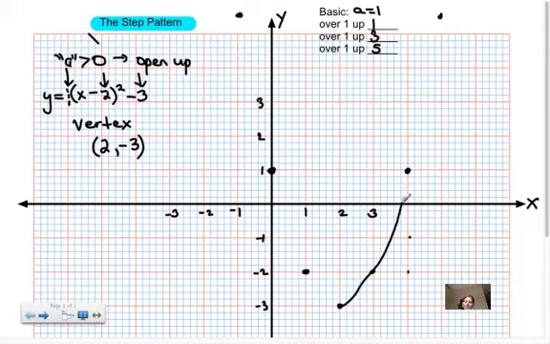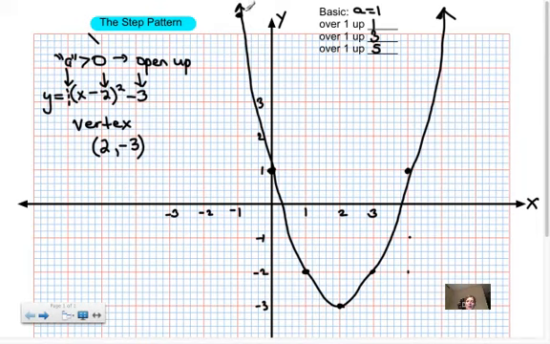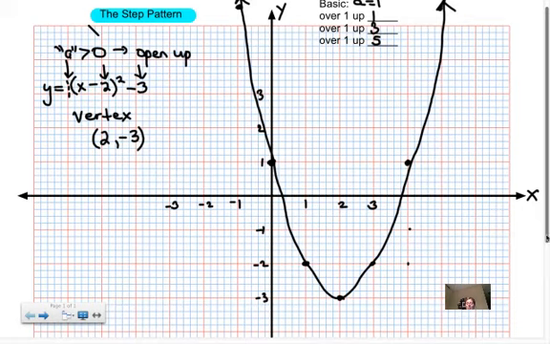And notice that my function just keeps getting wider and wider. I'm going to indicate it keeps going with an arrow at the end. Okay, so there we go. And that's how I would graph this function. Let's take a look at what happens when the a value is not 1.